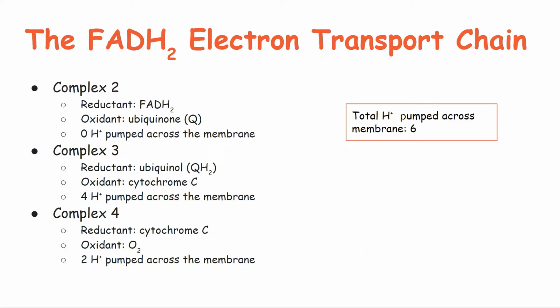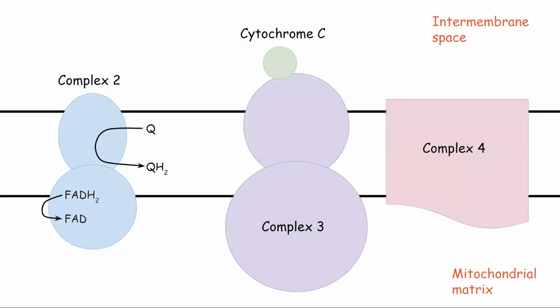So in this one, we have only 6 hydrogens pumped across the membrane. So what happens first is that FADH2 is converted to FAD, and ubiquinone is converted to ubiquinol.